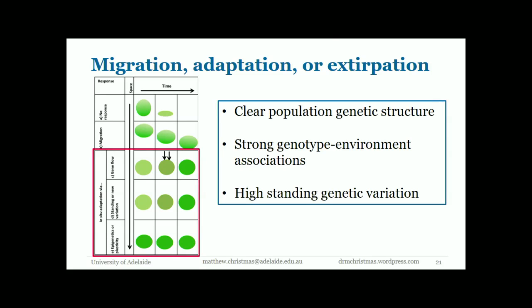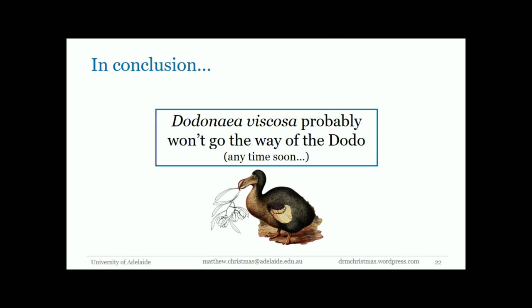And overall, there appears to be high levels of standing genetic variation across these populations, and this provides plenty of raw material for selection to act on in the future as the climate changes further. This puts Nova Scotia in a good position to adapt and persist under climate change. But the question still remains as to whether this adaptive genetic variation will be effectively distributed where migration and gene flow are hampered by this highly fragmented landscape. So in conclusion, Dodonaea Nova Scotia probably won't go the way of the dodo anytime soon.